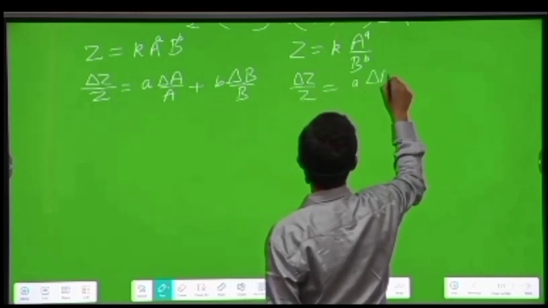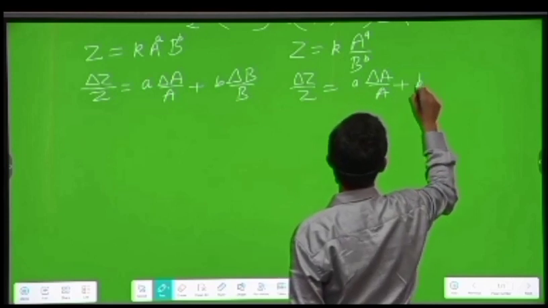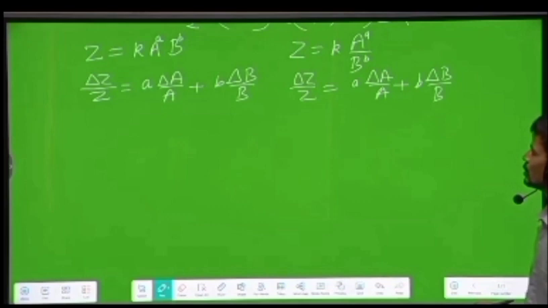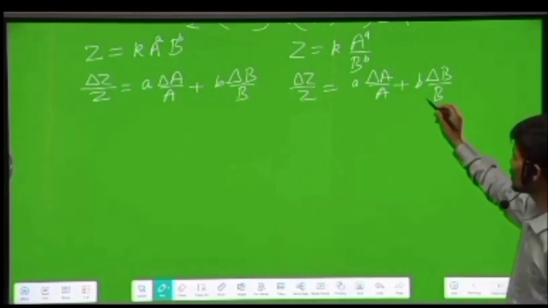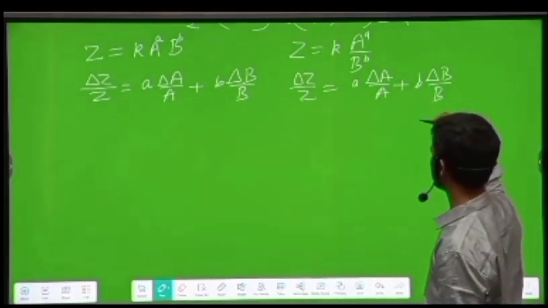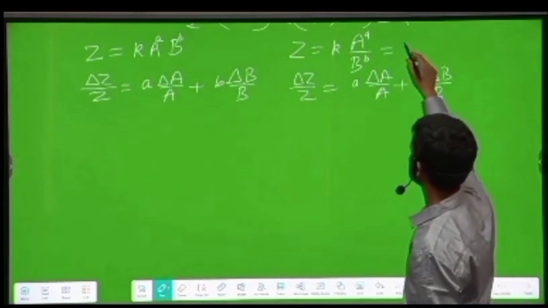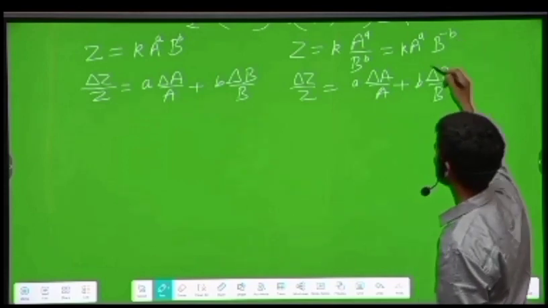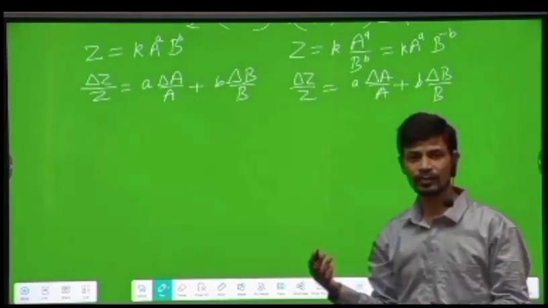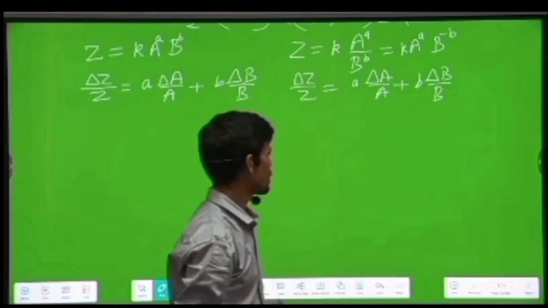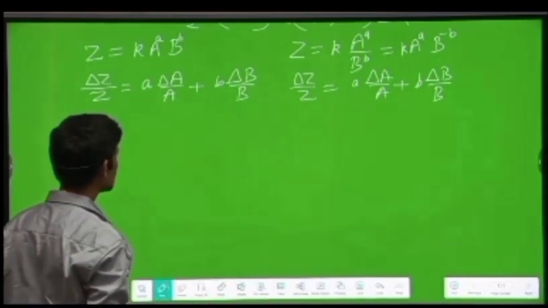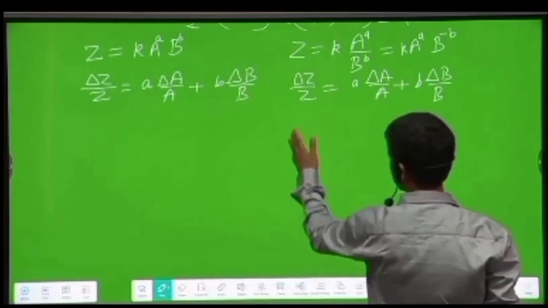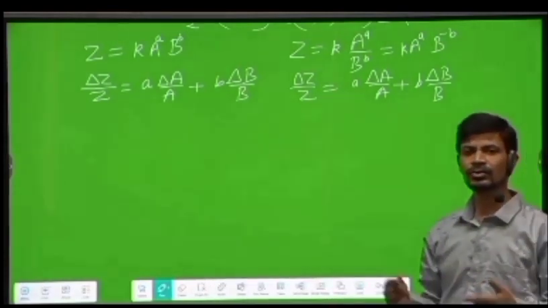Delta a by a plus b delta b by b. So it wouldn't change. See from here, because we take k a to the power a and b to the power minus b, but that minus will be taken care of in terms of positive only. So remember that. Okay, now a quick derivation of this will be helpful for you to understand this concept better.